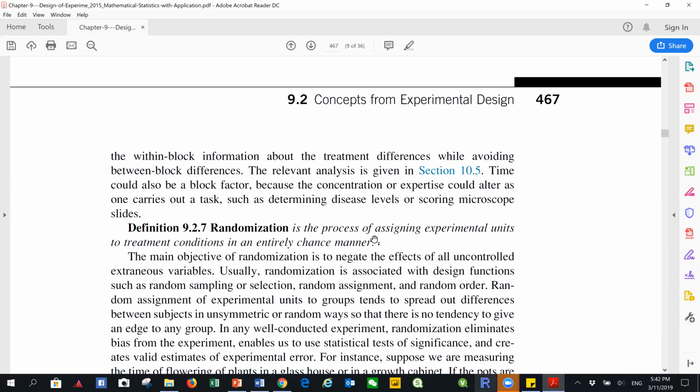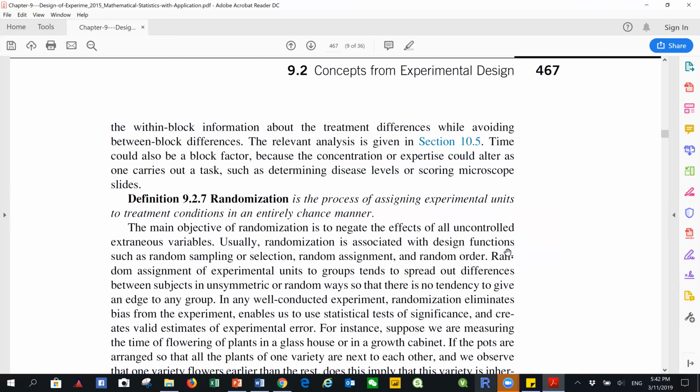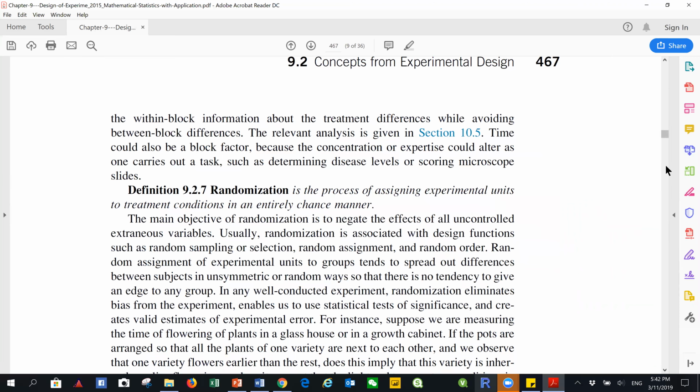Randomization is the process of assigning experimental units to treatment conditions in an entirely chance manner. So we know randomization will eliminate the bias. Okay, it is to negate the effect of all uncontrolled extraneous variables. Usually, randomization is associated with design functions such as random sampling or selection, random assignment, and random error.